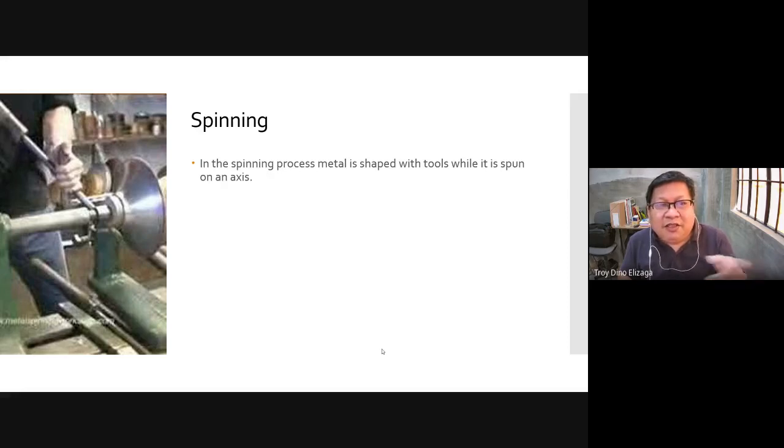Now spinning, the metal has to spin around like a lathe machine while you're working on it. Because you can also carve metal, remove metal using some tools while it is spinning. So you can actually make balusters out of metal.